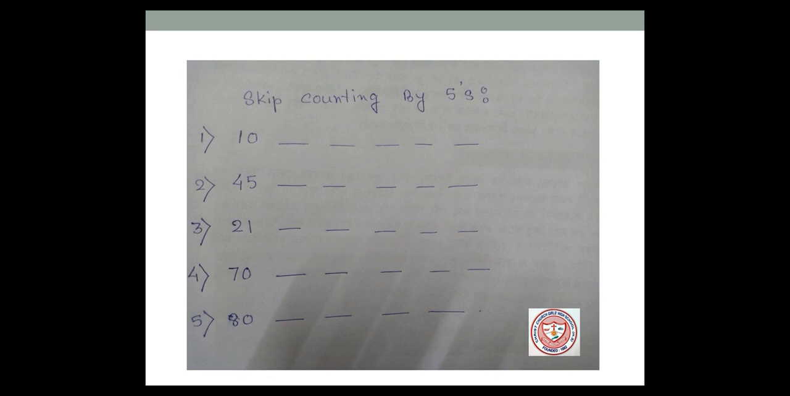Skip counting by 5s. Write the next 5 numbers that come after 10 by skip counting 5. 45. Write the next 5 numbers that come after 45 by skip counting 5. 21. Write the next 5 numbers that come after 21 by skip counting 5. 70. Write the next 5 numbers that come after 70 by skip counting 5. 80. Write the next 4 numbers that come after 80 by skip counting 5.